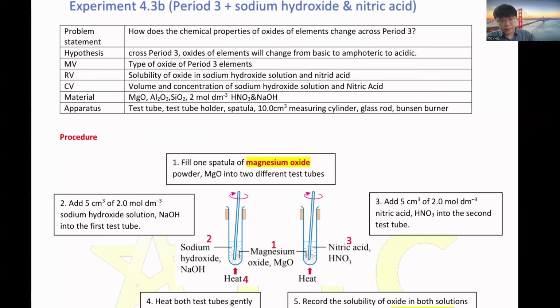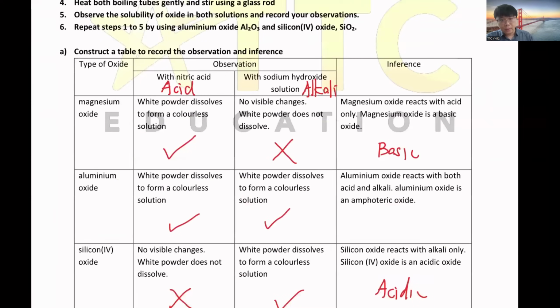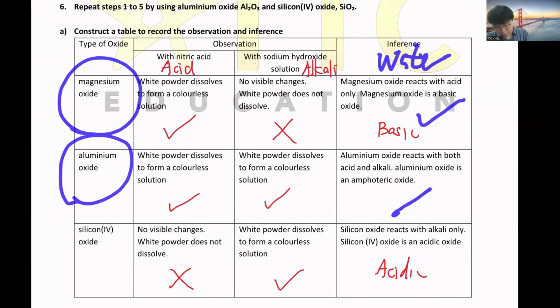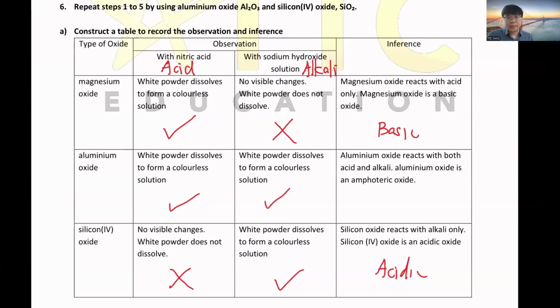So if you conclude the result here, if we add in water, magnesium oxide will dissolve, aluminum oxide cannot dissolve, and silicon oxide cannot dissolve. So that's all. Good luck for tomorrow, exam Paper 3.